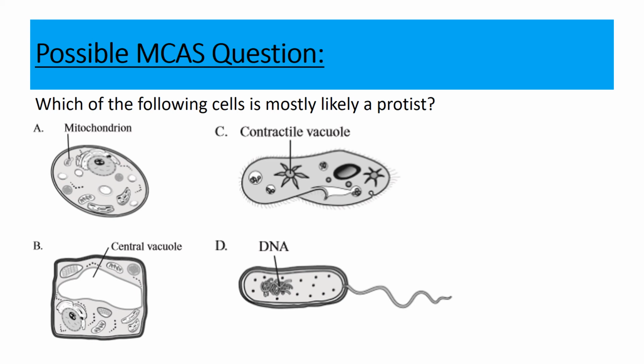Remember, some protists have a contractile vacuole because they live in fresh water. And so water diffuses into the organism and it has to pump it out. So that's a contractile vacuole, that star-shaped organelle that some protists have.